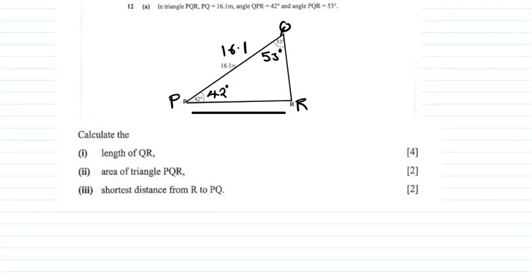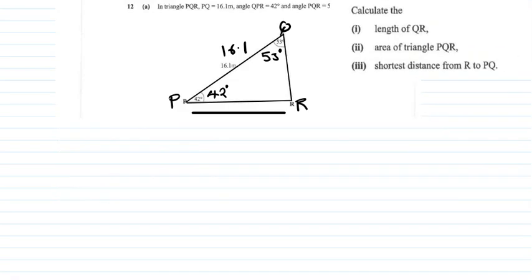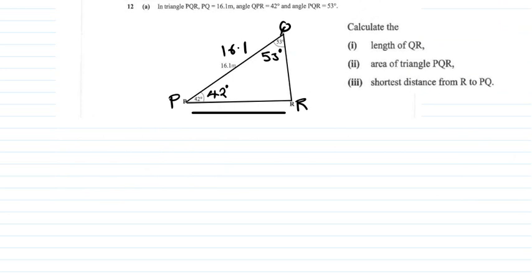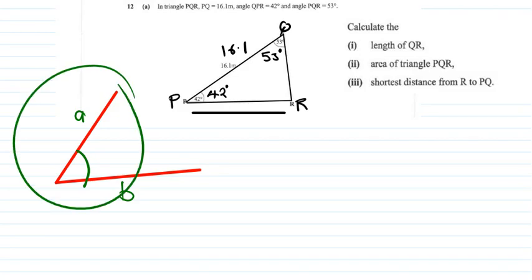So we are asked to find the length of QR, that side, and then also the area of the triangle and the shortest distance. How do you go about this? For the cosine rule, it is very simple. Only use it when you have a known angle and the sides adjacent to that angle are all known. If this case can't be found, just know that it's a sine rule.